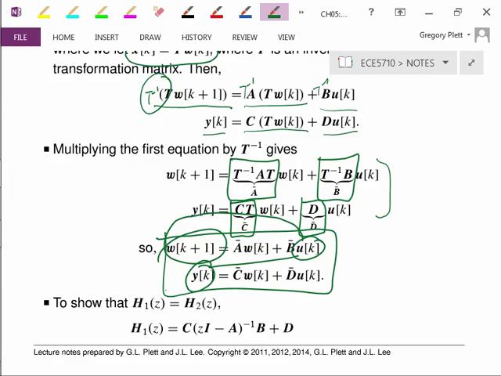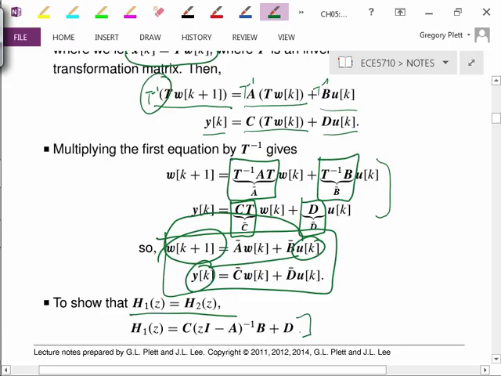But I claim that the input to output mapping of both systems is the same, and one way of showing that is to show that the transfer functions of the two systems are the same. So H1 is the transfer function of the X system, and H2 is the transfer function of the W system. Let's show that those are the same. H1 of Z, we saw how to do this already. It's C times (zI minus A) inverse B plus D. So it's using the original A, B, C, D matrices.